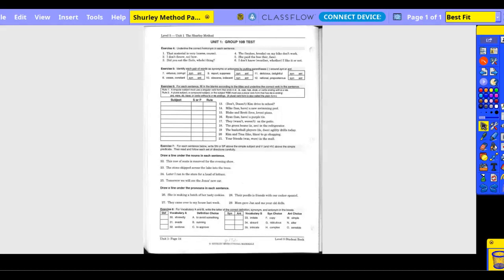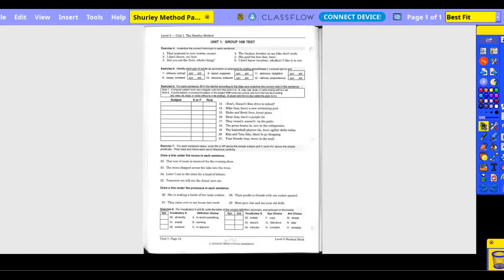Grade Shurley method, page 14, part 2, and we're going to do exercise 7 and 8 today. For each sentence below, write SN or SP about a simple subject and V and HV, so V is for verb, right? HV is for helping verb, about the simple predicate. Then read and follow each set of directions carefully. Draw a line under the nouns in each sentence.